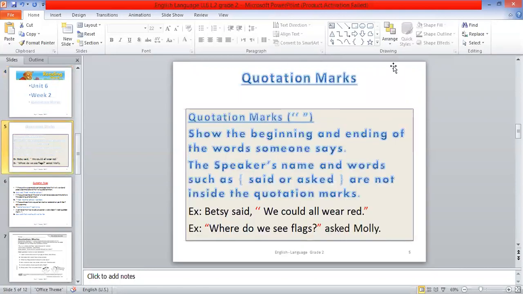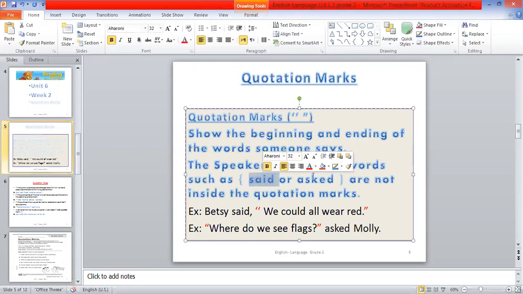Okay, what is the meaning of quotation marks? Quotation marks show the beginning and ending of the words someone says. The speaker's name and words such as said or asked are not inside the quotation marks, they are outside. For example, Betty said, notice here we put a comma, and here is the quotation mark.